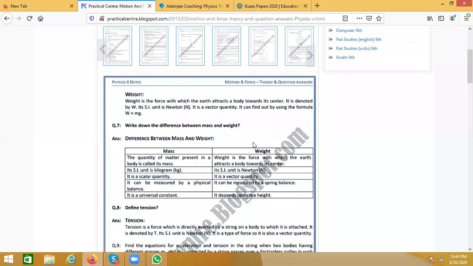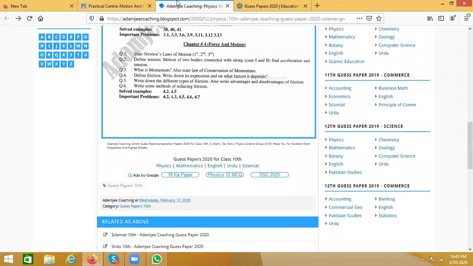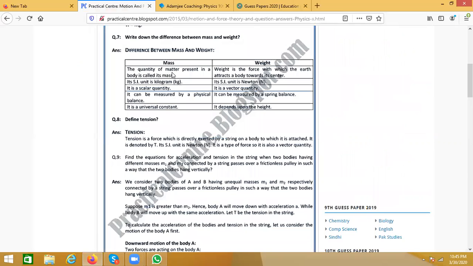Okay, so the next topic we are going to discuss, a very important topic, is the difference between mass and weight. This is one of the most important differences, because in every guess paper we have seen so far, there is a question: define mass and weight. Most of the times this question comes, and it is very easy to understand as well. So what is the difference between mass and weight?